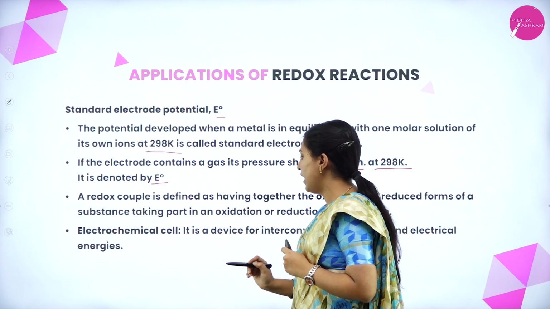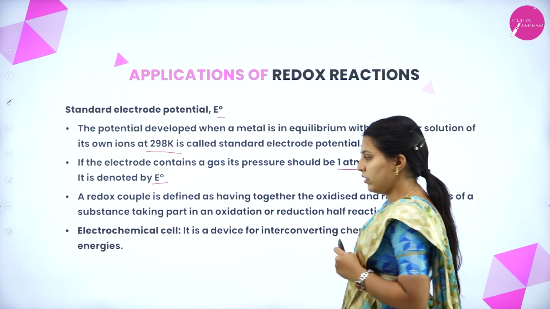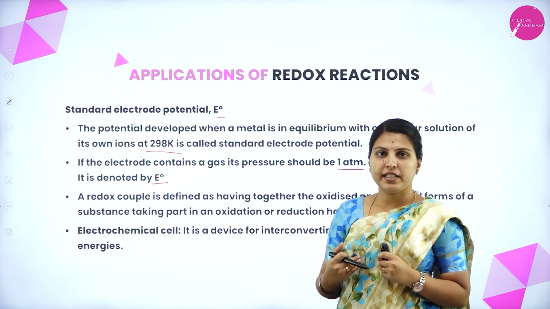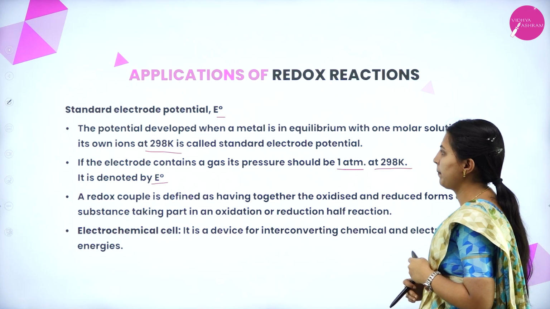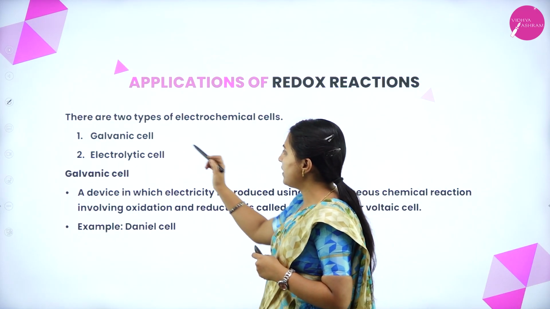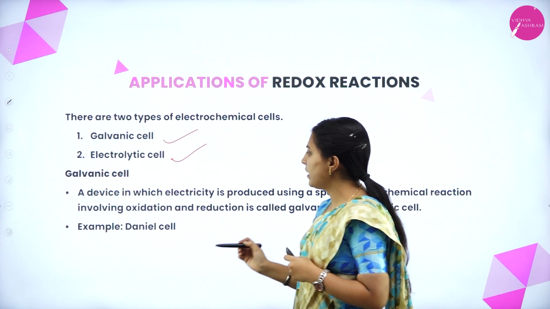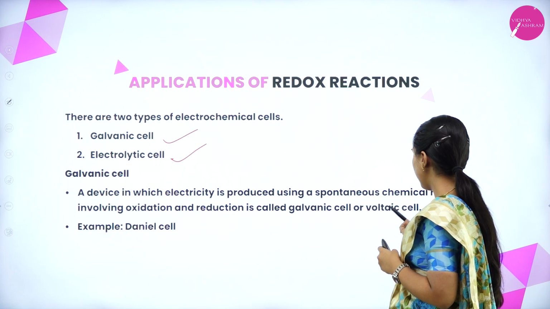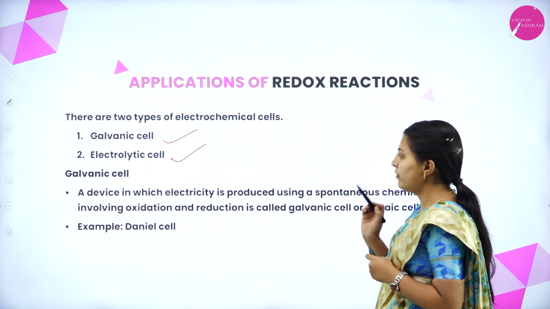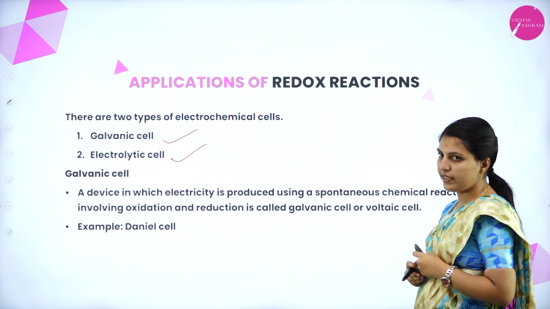Electrochemical cell: it is a device for interconverting chemical and electrical energies. In electrochemical cells, two different energies are interconverted. There are two types of electrochemical cells, galvanic cell and electrolytic cell. A galvanic cell is a device in which electricity is produced using a spontaneous chemical reaction involving oxidation and reduction. It is called a galvanic cell or voltaic cell.